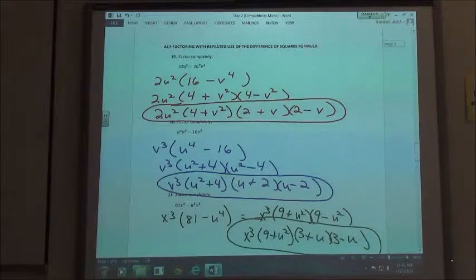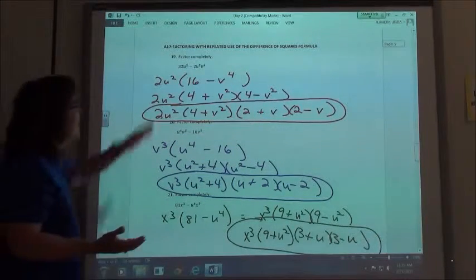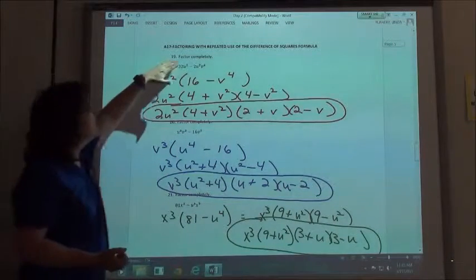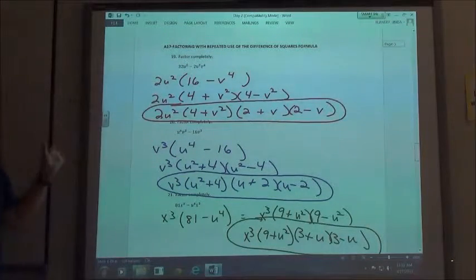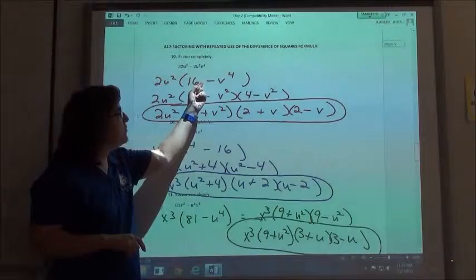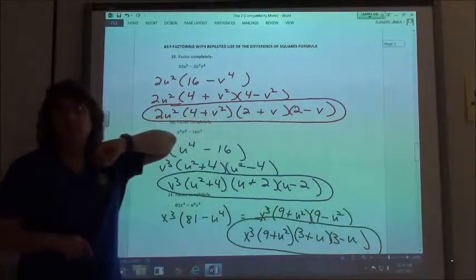So you won't see the name when you're on the assessment, factoring with the repeated use of difference of squares. You'll just see factor completely. Know whenever it says factor completely to do the greatest common factor first. And then hopefully you recognize you have the difference of squares and then the difference of squares a second time.